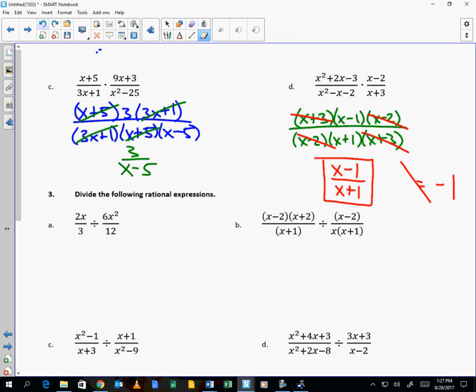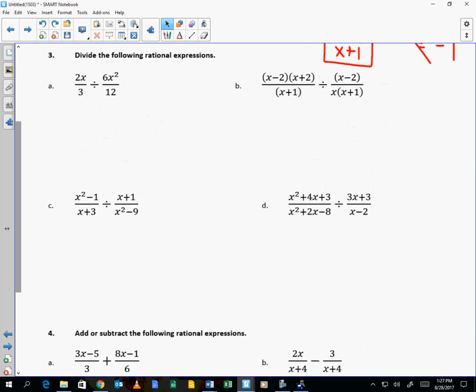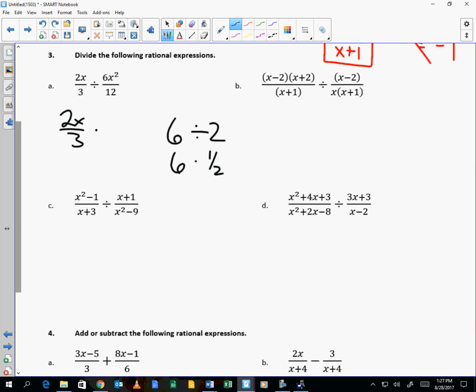Okay, we've learned how to simplify and we've learned how to multiply. Now let's do divide and then add and subtract. What's different if I divide? Yep. I got to multiply by the reciprocal. So if you think about it, if you take 6 divided by 2, that's the same as 6 times 1/2. So I don't flip the first number, I flip the second.